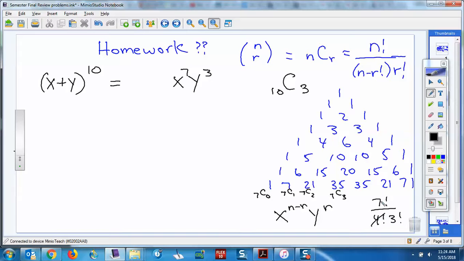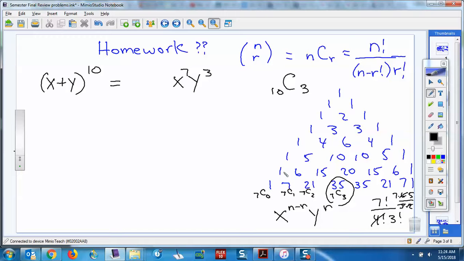So this 4 factorial would leave me what on top? 7, 6, 5, right? And 3 factorial is what? 3, 2. 3 and 2 cancel 6. What are you left with? 7 times 5? 35, right? So this is 7C0, 7C1, 7C2, 7C3, 7C4, and so forth.